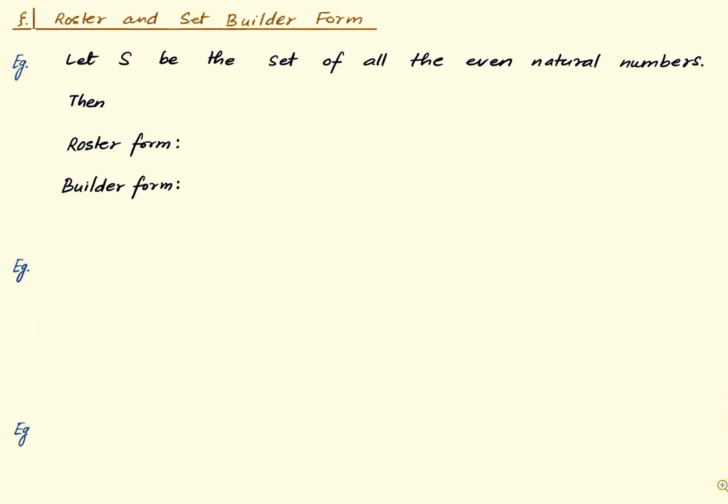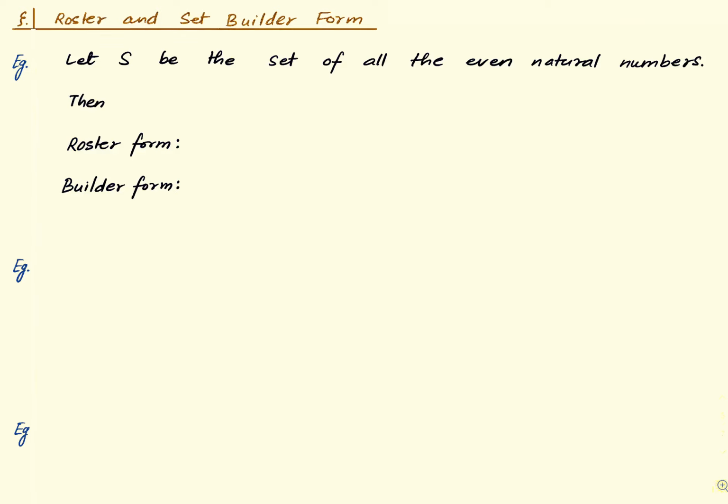And now, this is very important, roster and the set builder form. How to express a set, basically. So suppose S is the set of all the even natural numbers. How would we express it? This is a perfectly fine way to describe the set S, but this is in words. How do we express it in a more succinct fashion in symbols? So there are two options. One is the roster form and the other is the builder form. Rather than defining what is the roster form, what is the builder form, let me just give an example.